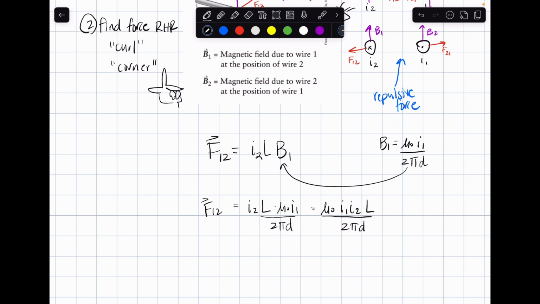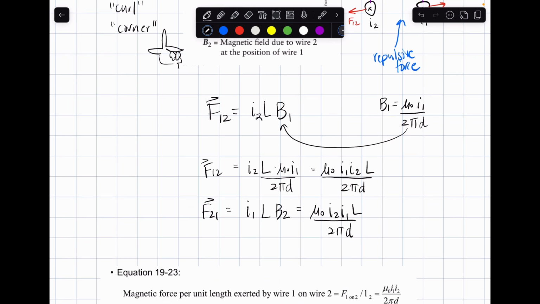Well, if we were to rederive it for the other wire, we would end up with the same thing, except we would have I2 L B2, which would just switch the position of I1 and I2. And we know that if you do that, nothing changes with the value. 2 times 1 is equal to 1 times 2. So you get the exact same answer.